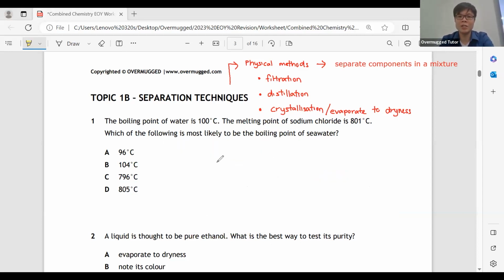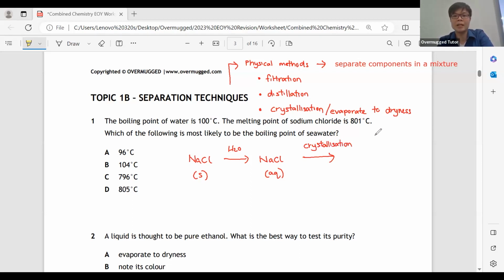So for crystallization, crystallization is often used to get the dissolved solid back. For example, let's say you have sodium chloride salt at room temperature, solid state, right? If you throw it inside water, what's going to happen? It's going to dissolve. That's where we say it becomes aqueous state. Aqueous state means dissolved in water. Now, how can you get back the sodium chloride crystals? You perform crystallization if you have a choice. No choice, then evaporate to dryness.